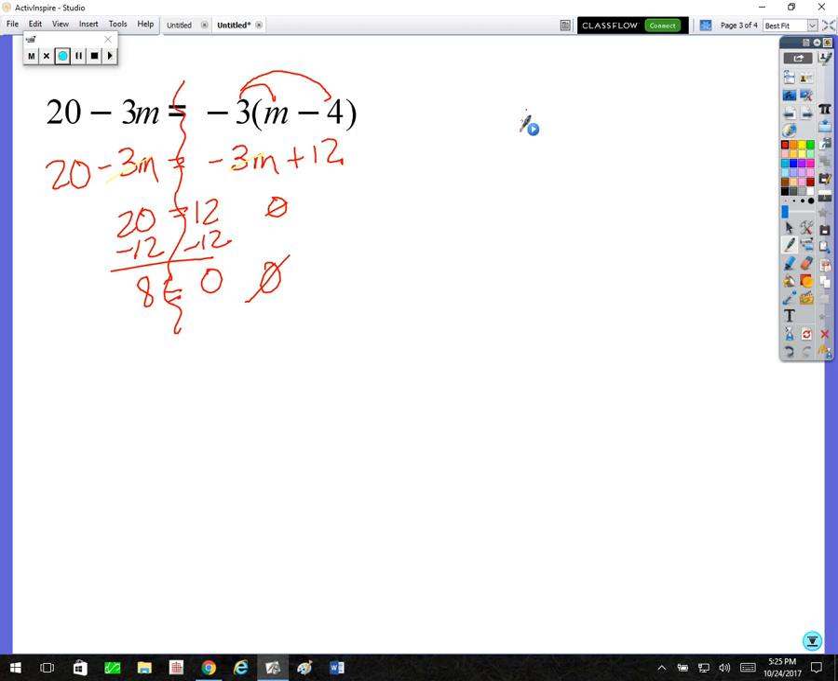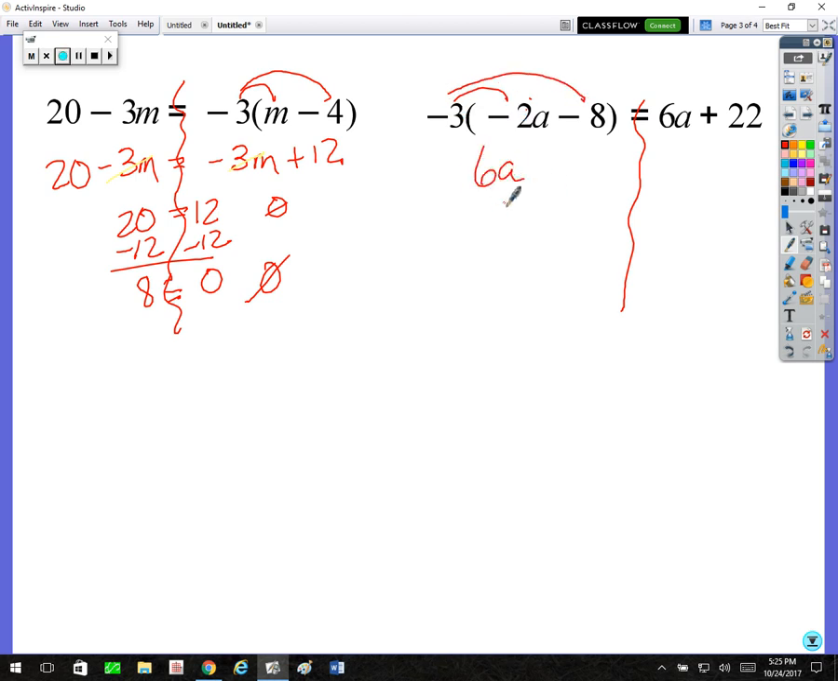Let's look at this one. First off, again, I like to clear these parentheses first. Negative 3 times negative 2 is a positive 6a. Negative 3 times negative 8 is a positive 24. And then on the right side, I have 6a plus 22. Well, that's a terrible 22. Let's fix that.